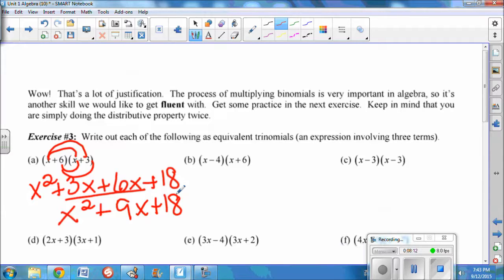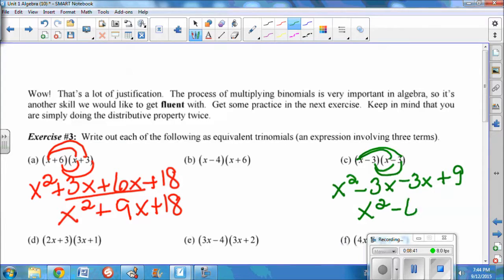Alright, I'm going to hop over to letter C. Let's look at that one. So again, just double distributing two binomials. X squared minus 3x minus 3x. Be careful with your signs. Plus 9. X squared minus 6x plus 9. Okay?